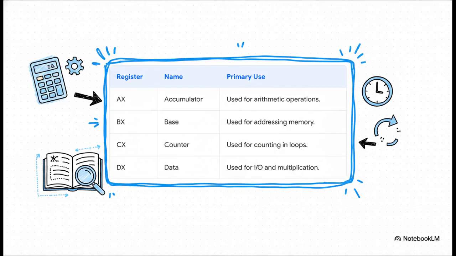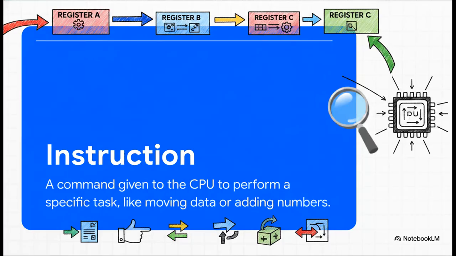Now check these out. These are the four main general-purpose registers we can play with. Each one has a special name and a primary job, like AX for arithmetic or CX for counting loops. But for our first program today, to keep it super simple, we're just going to focus on two of them, AX and BX.